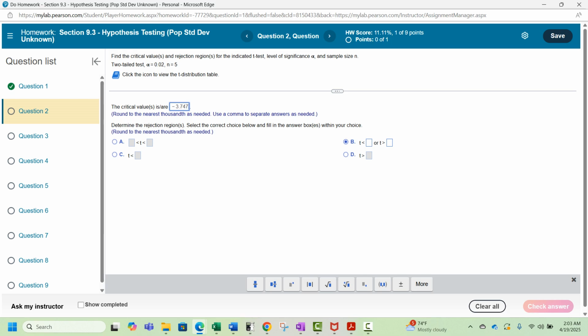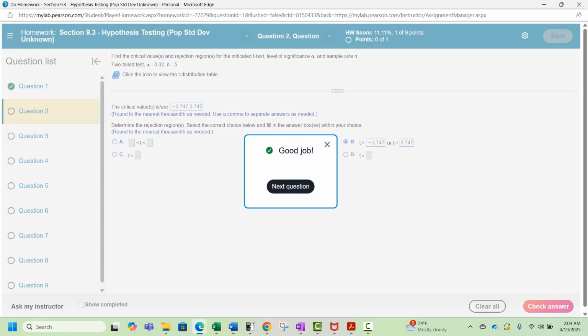If you have 2 of them, you use a comma to separate. And this is two-tailed, so it's going to have the positive. I just didn't say the positive one. So you have to do it like that with a comma, and that's what we'll put over here. Negative 3.747, then positive 3.747. Alrighty, that was all that question involved.